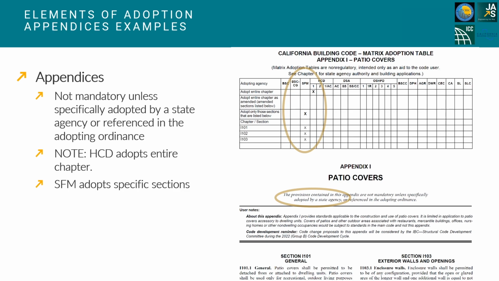For Appendix I, patio covers, you can see that the State Fire Marshal has adopted specific sections and that HCD has adopted the entire chapter. And again, the note below patio cover says the provisions contained in this appendix are not mandatory unless specifically adopted by a state agency or referenced in an adopting ordinance. Since patio covers is adopted by HCD, it is applicable for those occupancies.